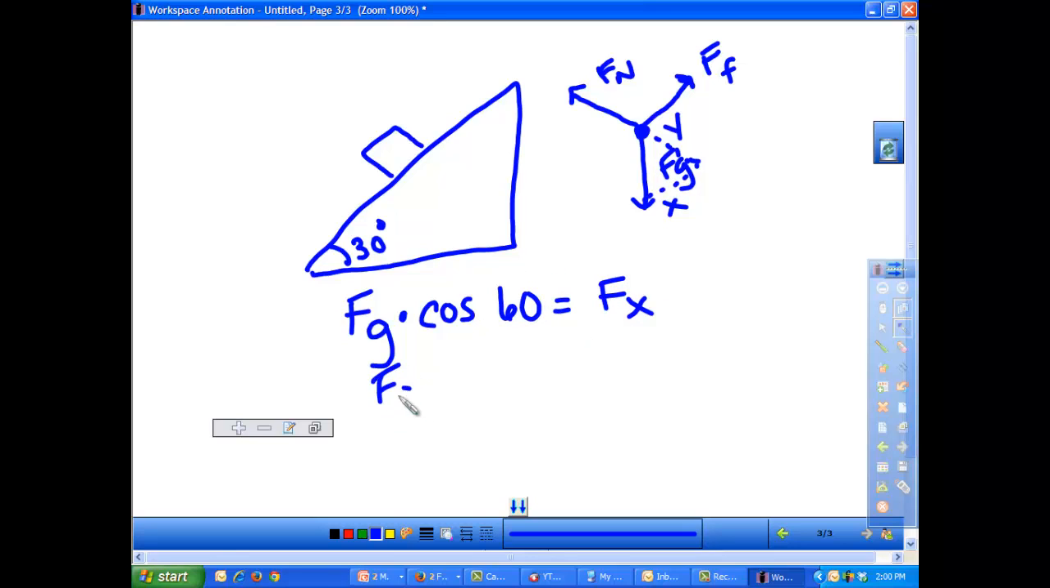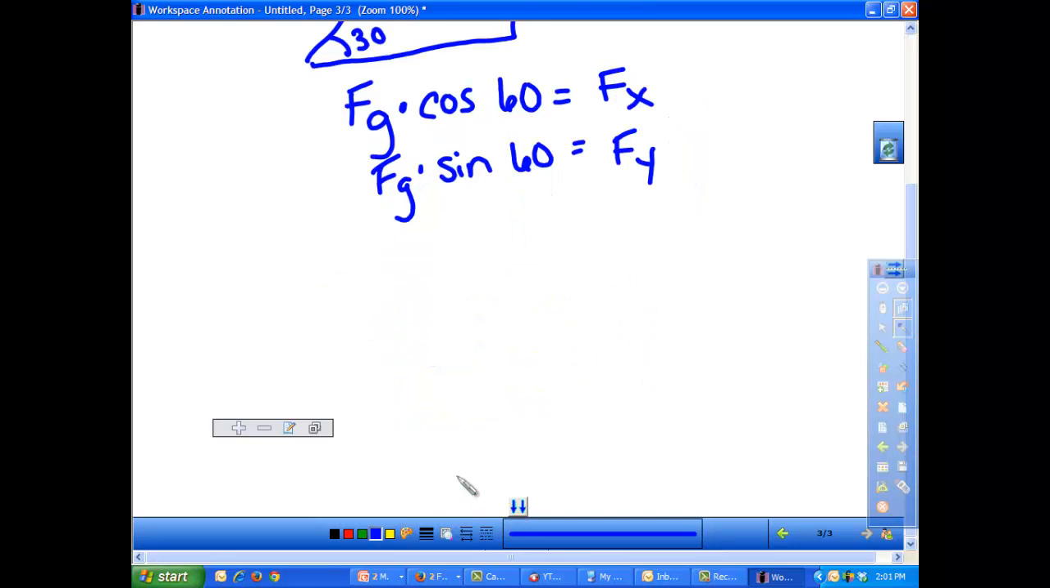And then for the y vector, I like to use sine for y. So again, that will give us the force in the x direction, and then that will give us the force in the y direction as well.